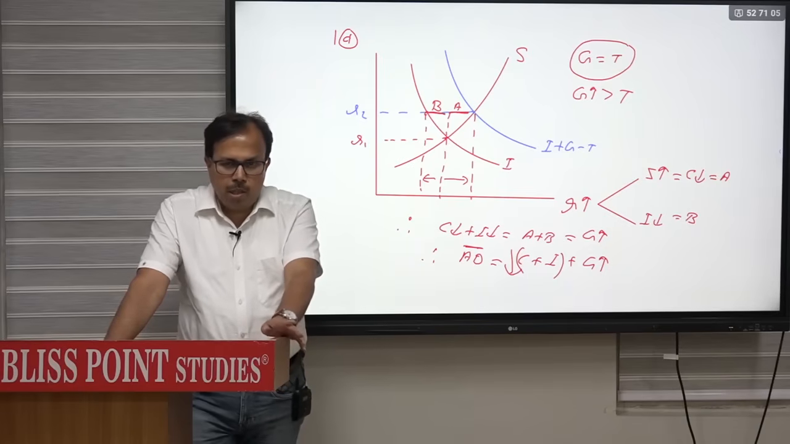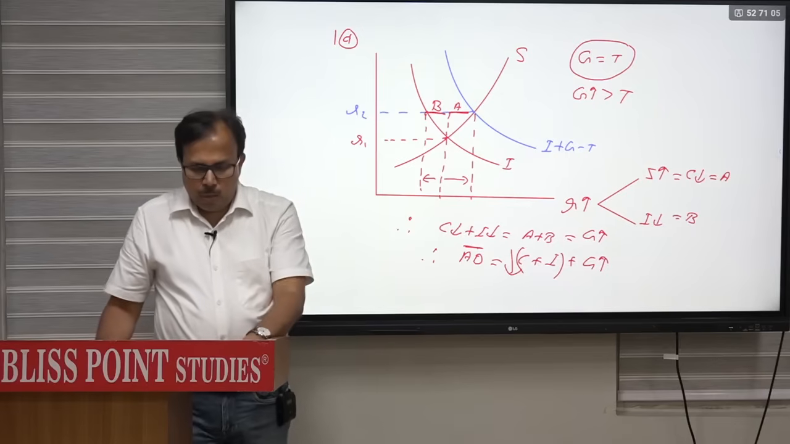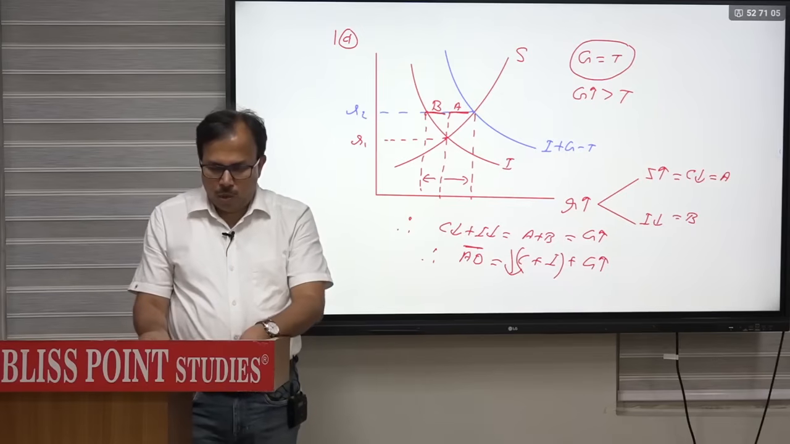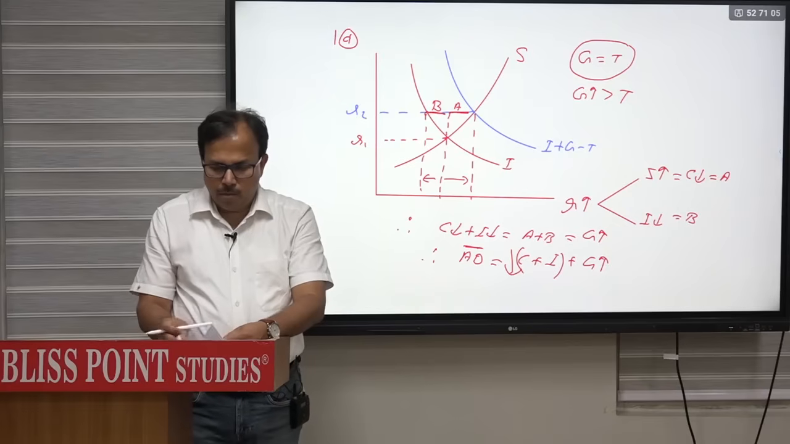So first define classical AD. Tell how it has been derived. Then explain why government expenditure change will not affect classical aggregate demand.